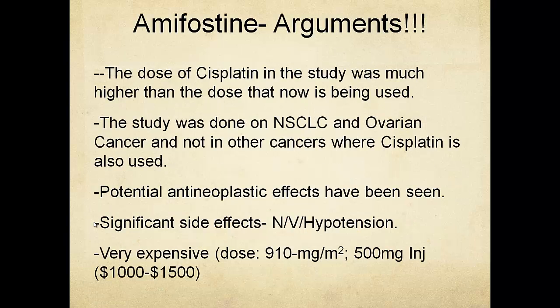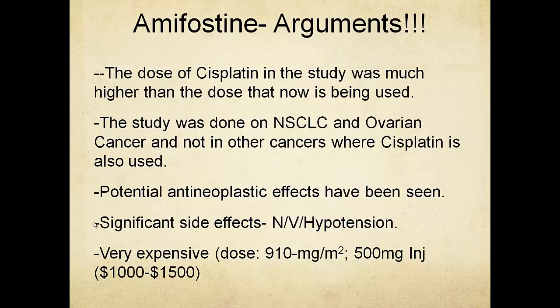So what are the arguments against amifostine? We don't see it routinely administered with cisplatin, and the arguments are as follows. First, the dose of cisplatin in the study through which amifostine was initially proposed as a potential protective agent against cisplatin-induced nephrotoxicity was much higher than the dose now being used. Second, the study was only done on non-small cell lung cancer and ovarian cancer patients, and not in other cancers where cisplatin is also used. Third, potential anti-neoplastic effects have also been seen with amifostine.